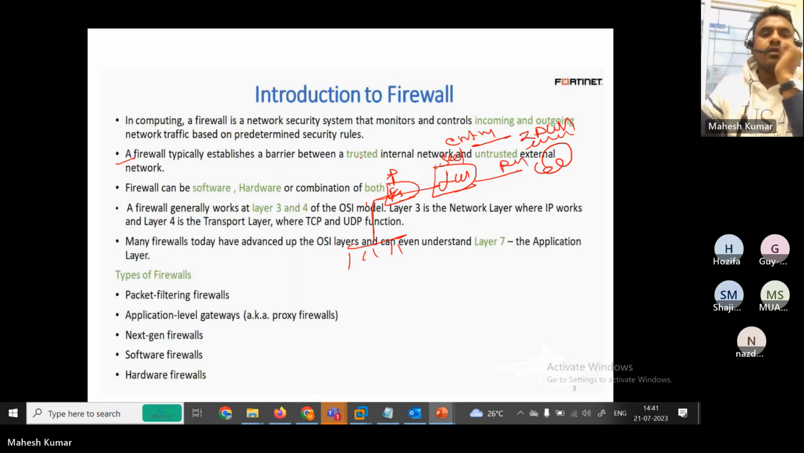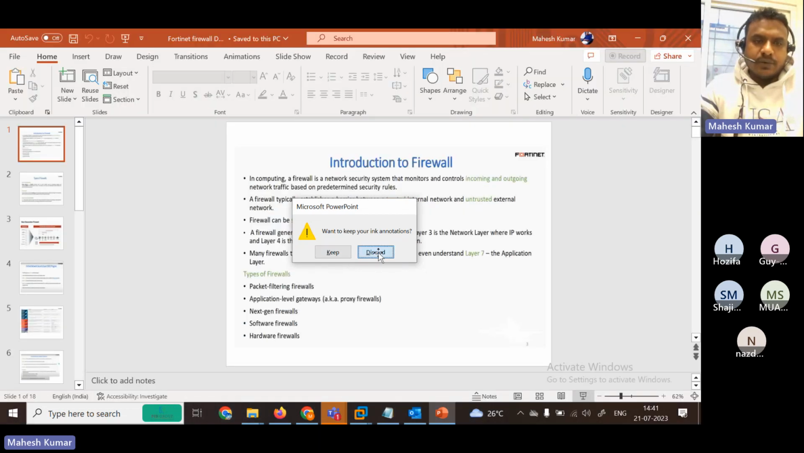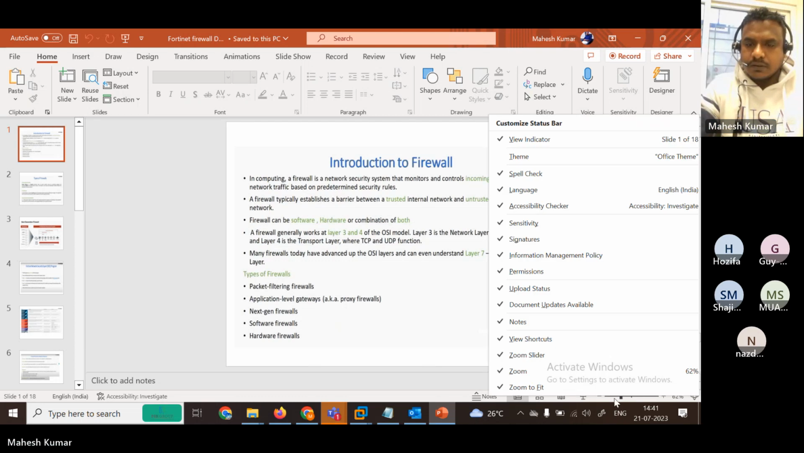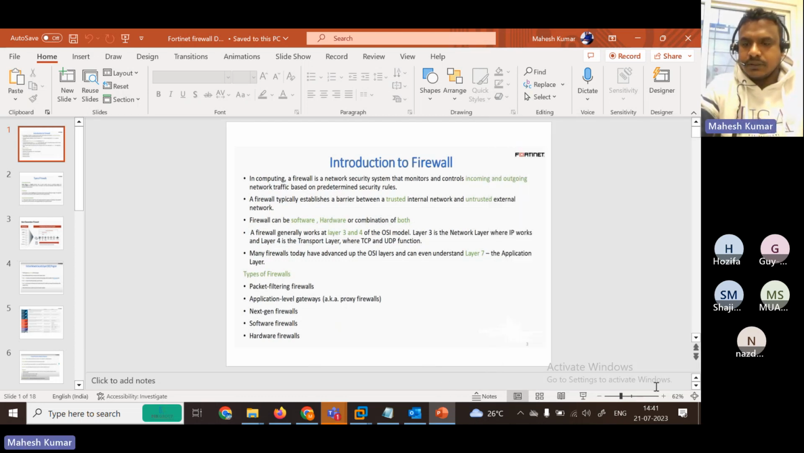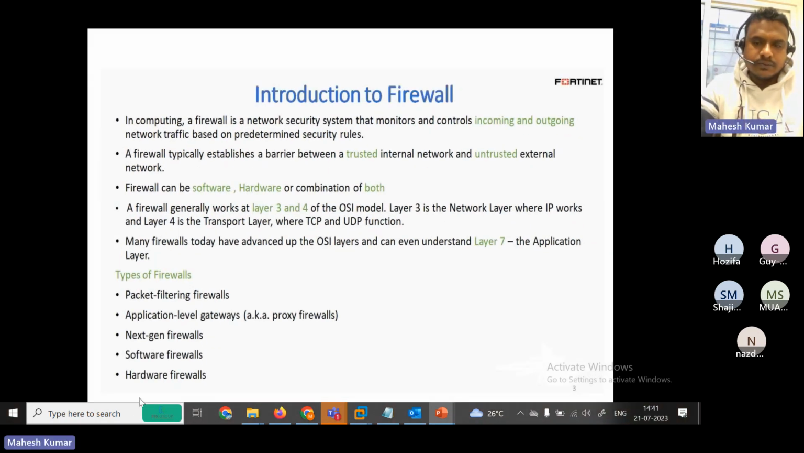Got it? Now firewall comes in many ways, like software firewall. I don't know why it is not coming 100% here. Let me just do this. Now it is fine.